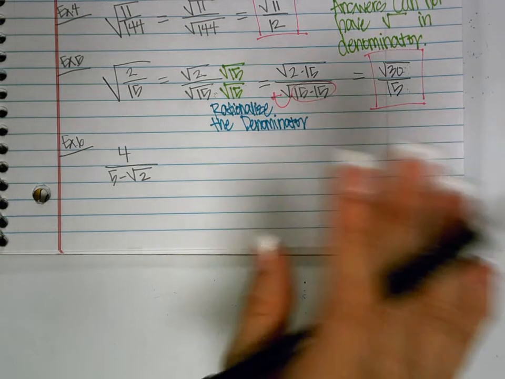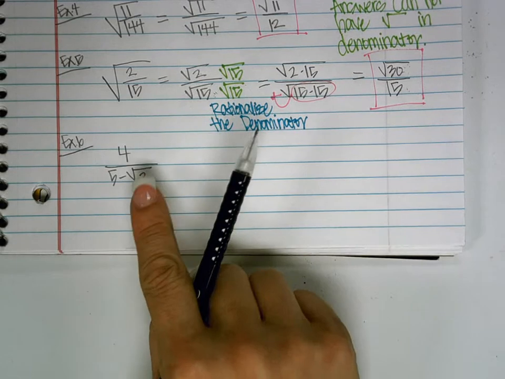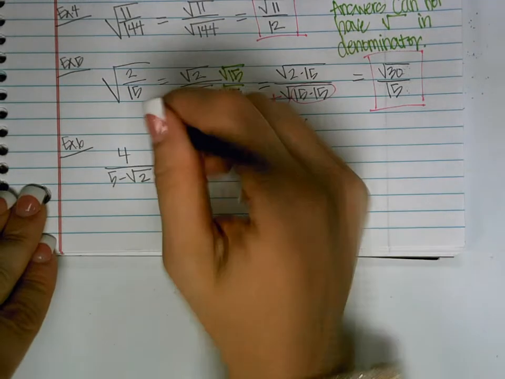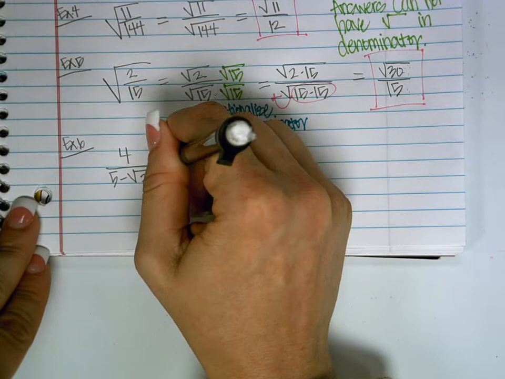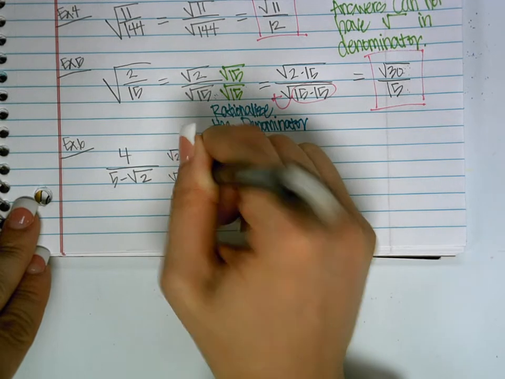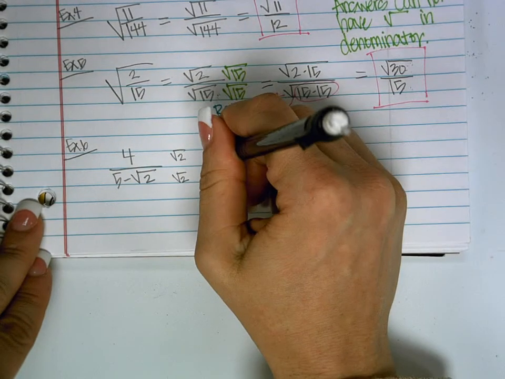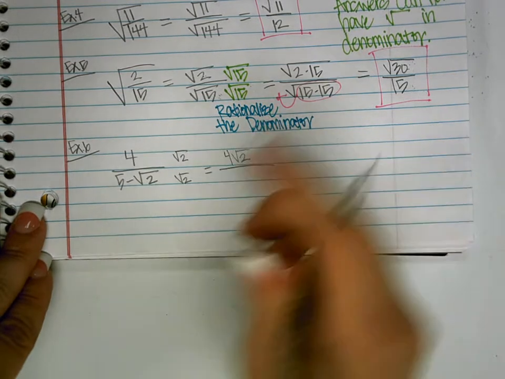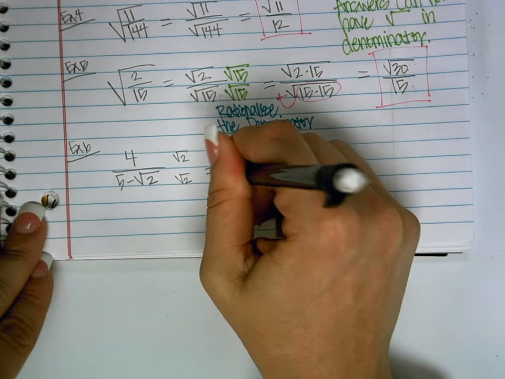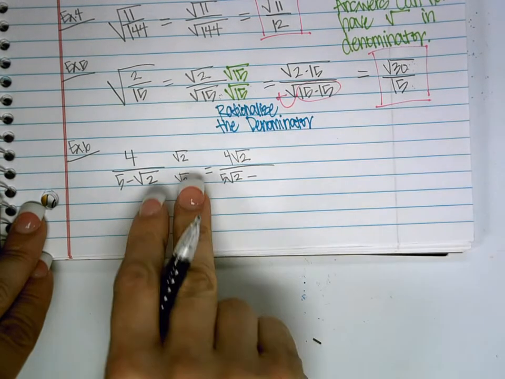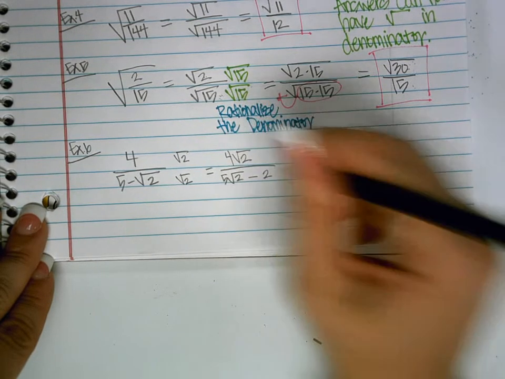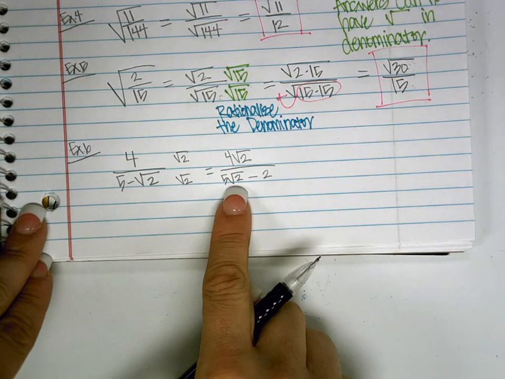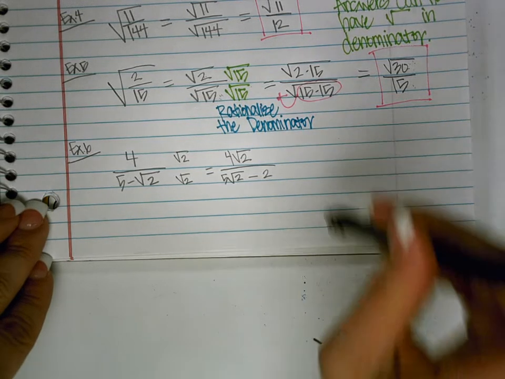Now, do not write this down yet, but I'm going to show you what happens if I just multiply by root 2. If I just multiplied by root 2, you would end up multiplying here, so we'd get 4 root 2. But in the denominator, I would distribute, and I would get 5 root 2 minus 2. Great, I created a pair of 2's, but I still have a radical, right? That doesn't work, okay?